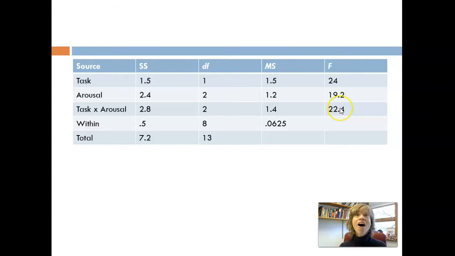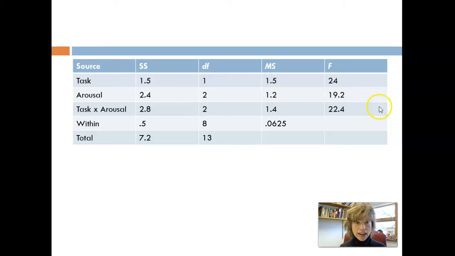Those are astonishingly large F's. So we would get this F by taking the mean square for arousal divided by mean square within, and we get that. So make sure that you know how to fill out, again, like the previous exam where I had some elements missing, but you have all of the figures in order to calculate those cells.